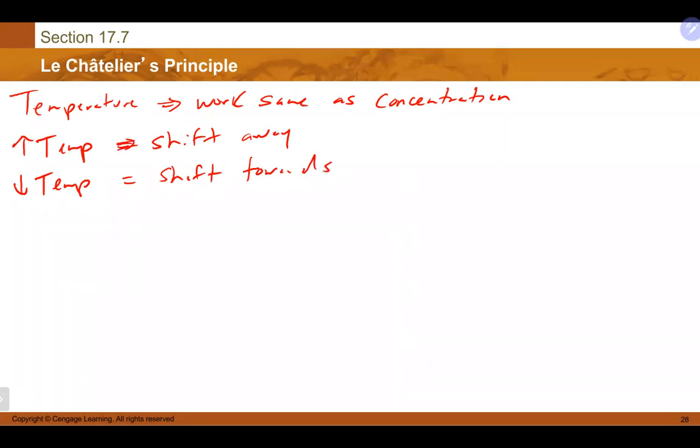So how do we know which way is away and which way is towards it? It really depends on the type of reaction that you're dealing with, whether it's an exothermic reaction or an endothermic reaction. So a reminder that an exothermic reaction means that heat energy is released.